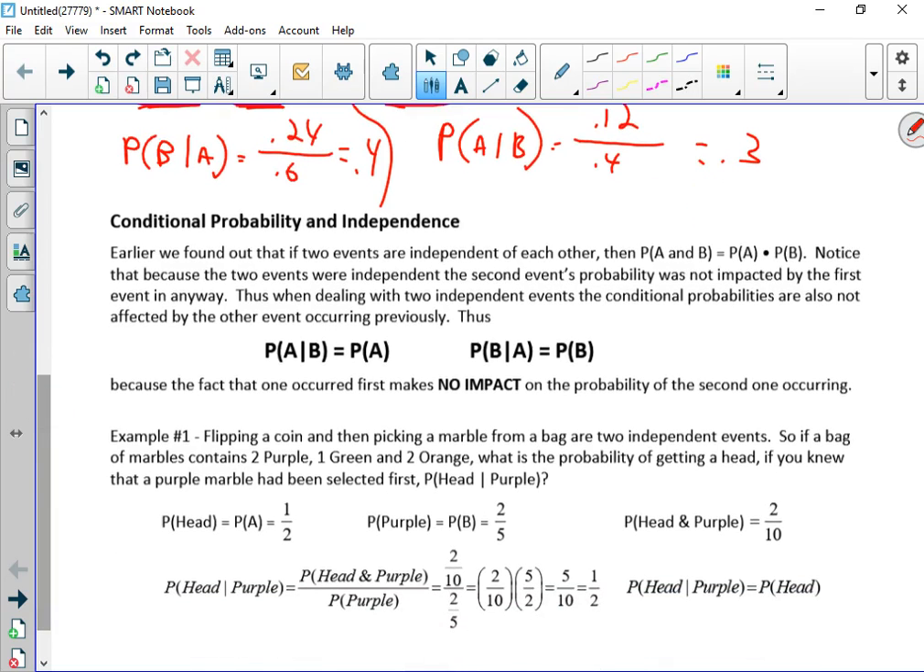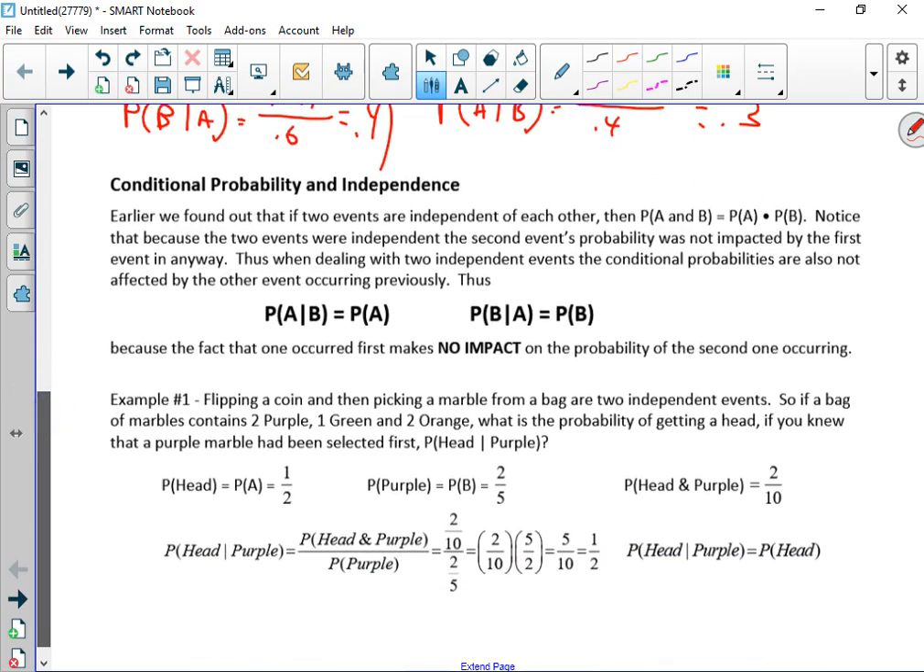Conditional probability independence. Earlier we found out that if 2 events are independent of each other, then the probability of A and B is the probability of A individually times the probability of B. Notice that because the 2 events were independent, the second event's probability was not impacted by the first. Thus, when dealing with 2 independent events, the conditional probabilities are also not affected by the other event occurring previously.